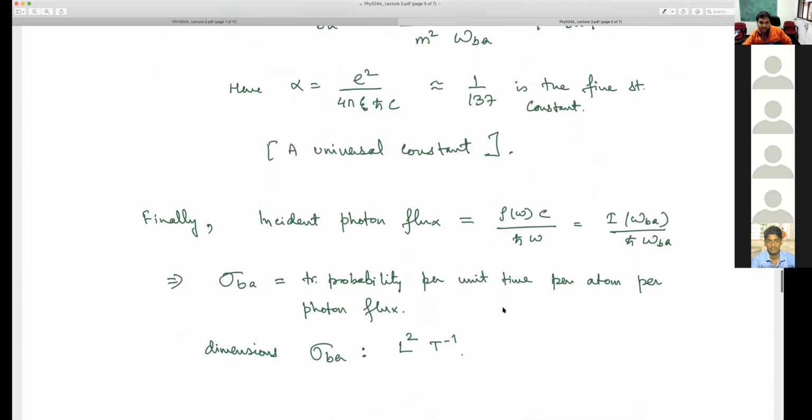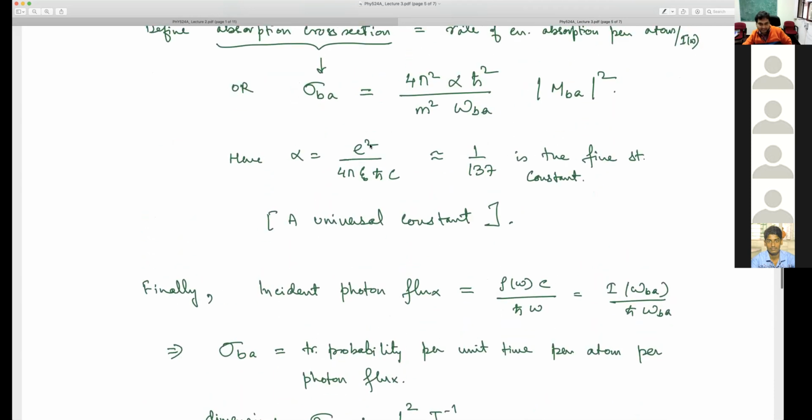Okay. And then sigma BA, there's another way of interpreting that. You can define something called the incident photon flux, so basically the incident number of photons, if you like. I take the energy density multiplied by c, so I have the energy flux of photons. I divide it by h omega, so I roughly have the number of photons per unit time. That's what I have.